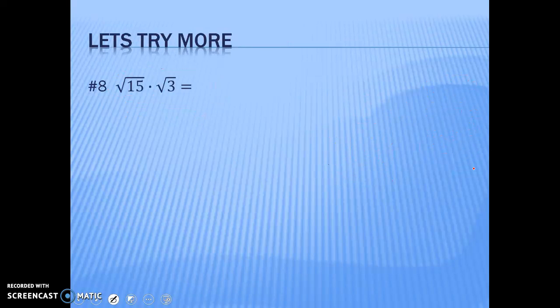Square root of 15 and the square root of 3, you can tell right away that there isn't a perfect square that goes into 15, and there isn't a perfect square that goes into 3. I can't simplify this. But if I multiply them together, 15 times 3 is 45. Now, is there a perfect square that goes into 45? And yes, there is. It's 9 times 5. And the square root of 9, we know, is 3. So the 5, we can't take the square root of, so that's going to stay inside the radical sign. So it's going to be 3 times the square root of 5.